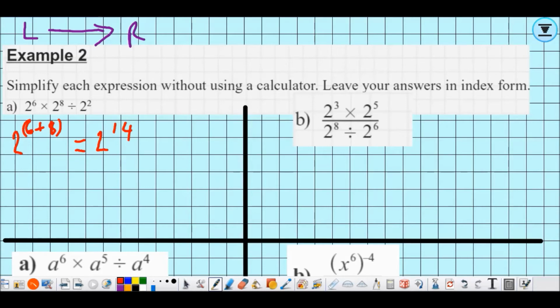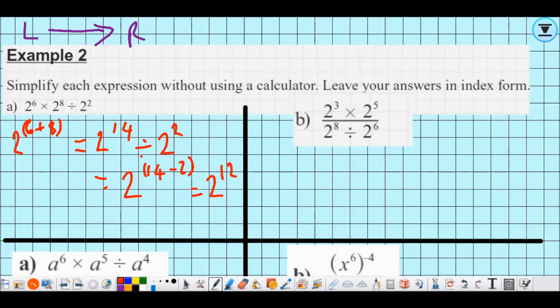Then I'm going to divide by 2 to the power of 2. So if I divide that by 2 to the power of 2, that's going to give me 2 to the power of 14, take away 2, which gives me 2 to the power of 12. So I've just done rule 1 and rule 2 to solve that first question.